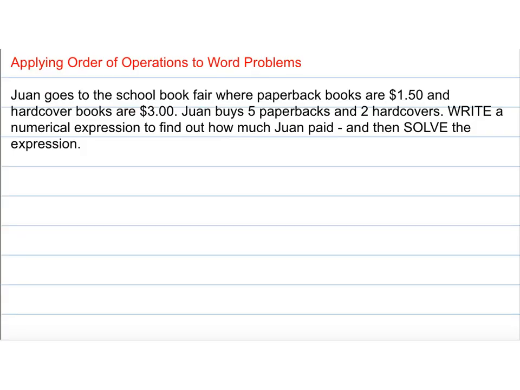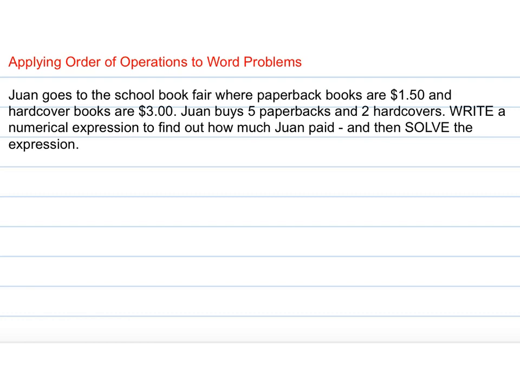Okay, we're going to look at this word problem here and use order of operations to solve it. Juan goes to the school bookstore, book fair, where paperback books are $1.50 and hardcover books are $3. Juan buys 5 paperbacks and 2 hardcovers. Write a numerical expression to find out how much Juan paid and then solve the expression. Well, he's buying paperback for $1.50 and hardcover for $3. I'm just picking out some important information here. We have 5 paperbacks that he's buying and 2 hardcovers.